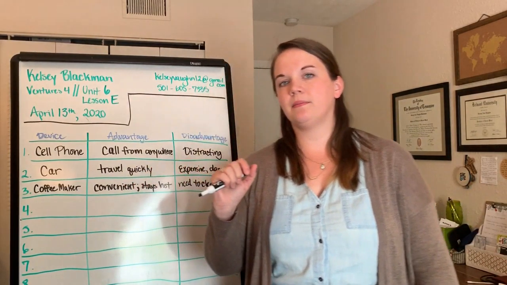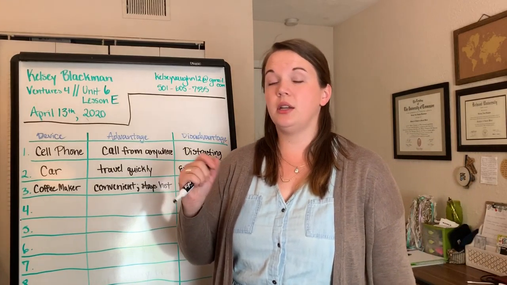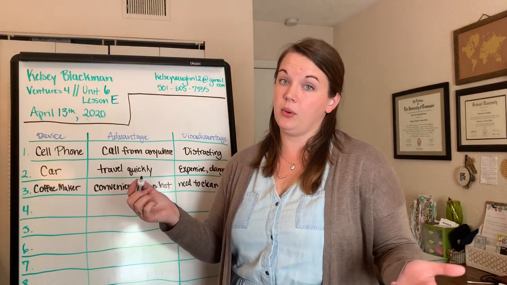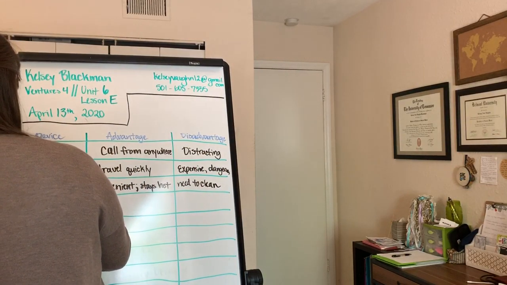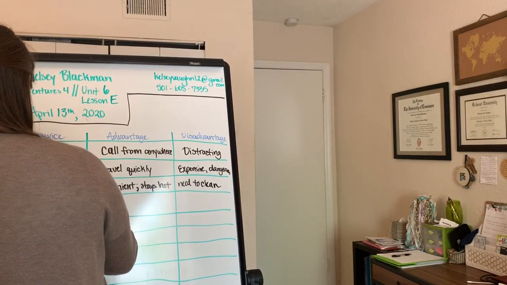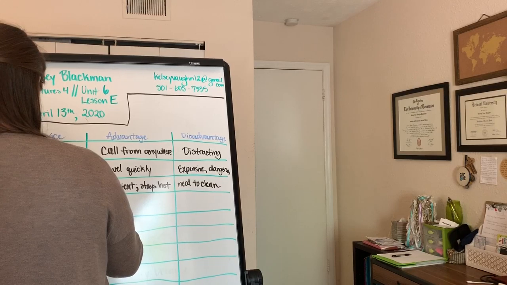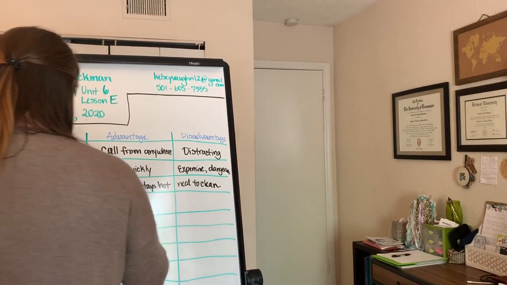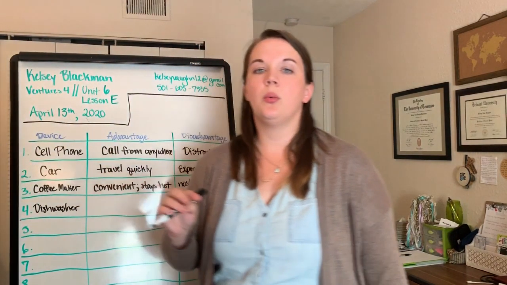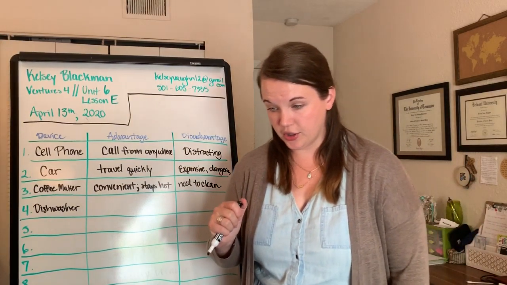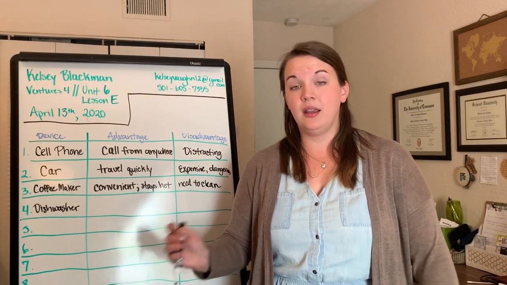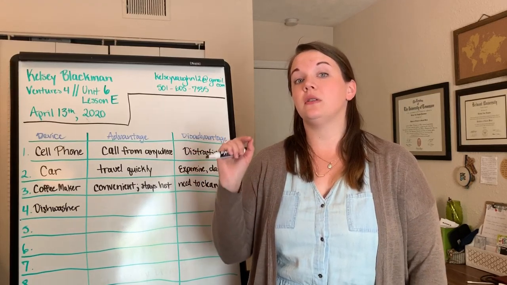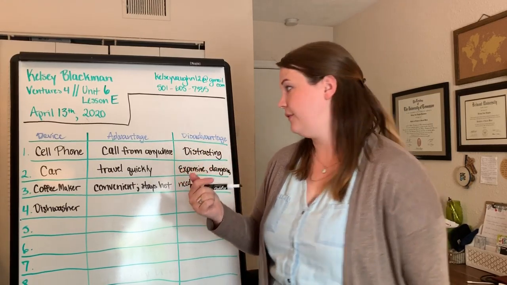How about another one? We already talked about this, but another one is dishwasher, right? Okay, so one advantage of a dishwasher is it's very convenient. It washes the dishes for you, right? Very convenient.